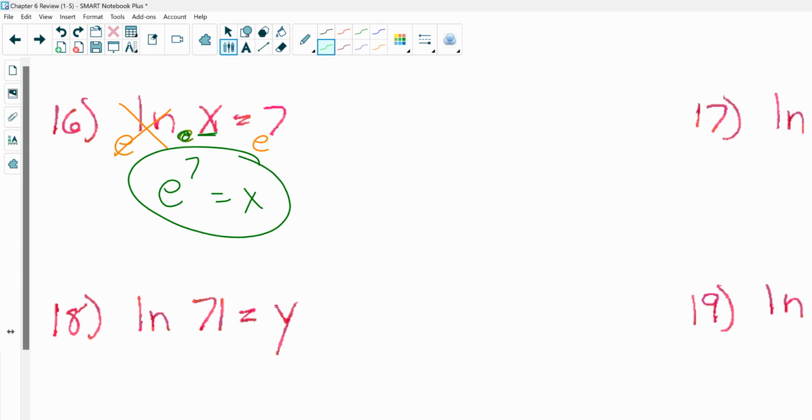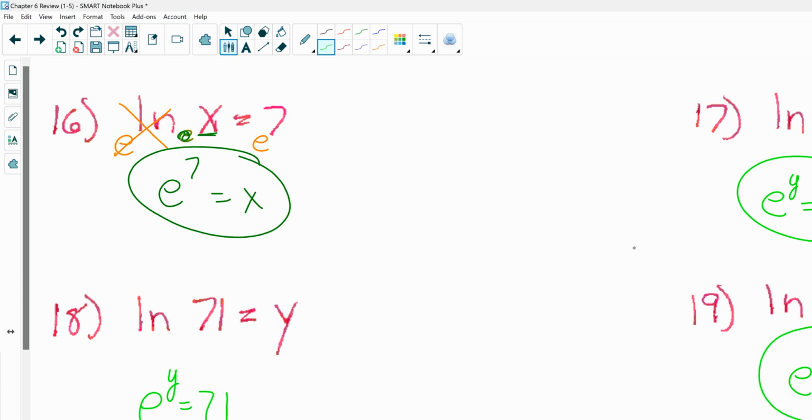What would 17 be? Yep, that's it. 18. And lastly, number 19. E to the 9th power equals x.